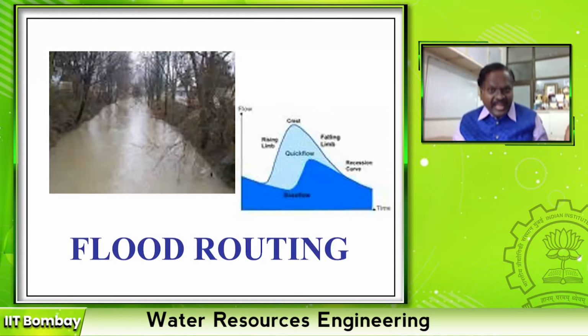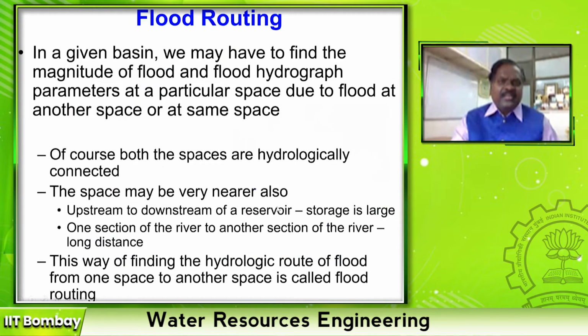But there is a time lag between the occurrence of flood on the upstream side and the downstream side. So when I am estimating this magnitude of the flood, I have to do this routing, the delay time between the occurrence of flood at one location and its movement downstream side. That is called as flood routing. Right?